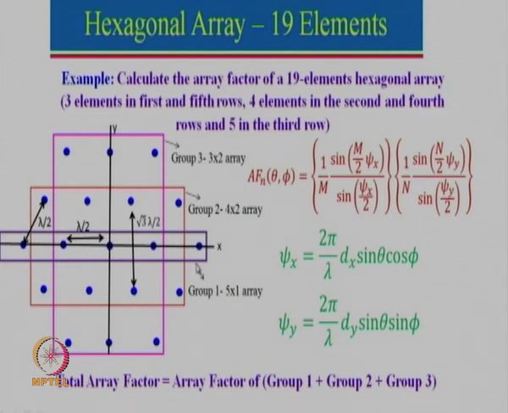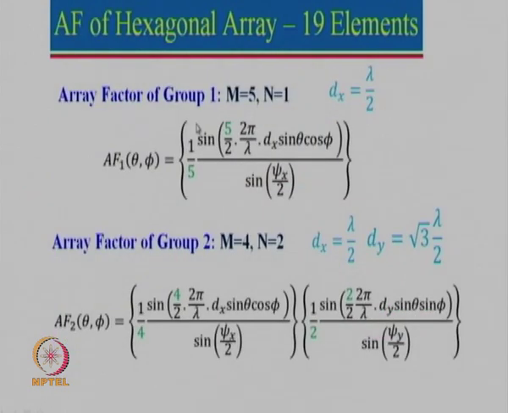Now all we need to do is find the individual array factor for each of groups 1, 2, and 3. Let us see what we have. For the array factor of group 1, we have 5 elements and 1 element. All we need to do is put M equal to 5, and dx is equal to λ/2. Then we have a second group where we had 4 elements.